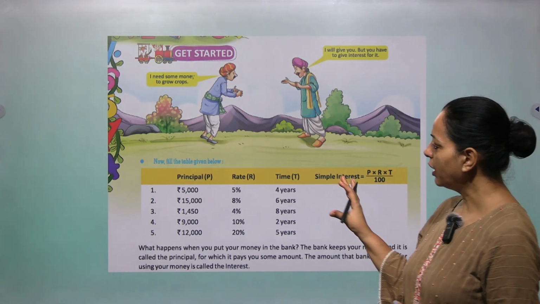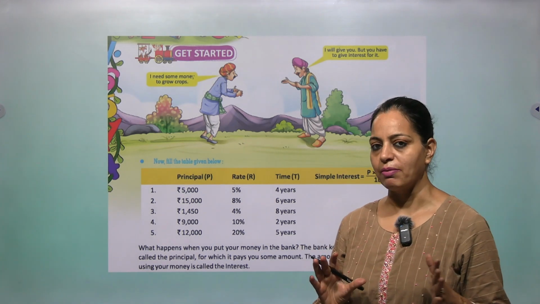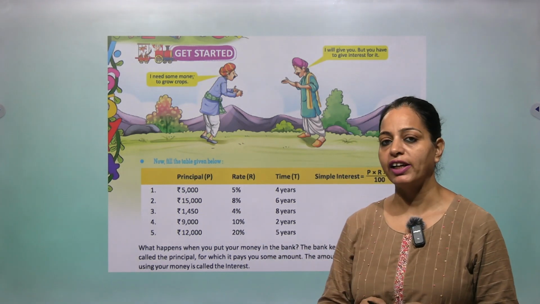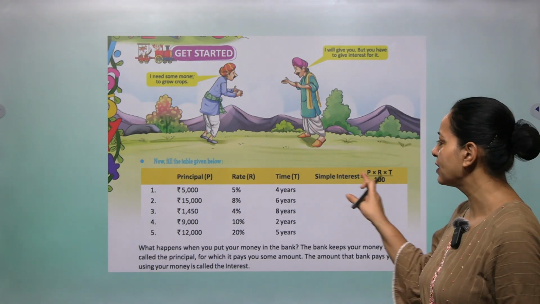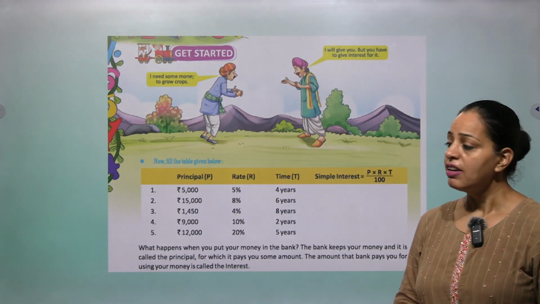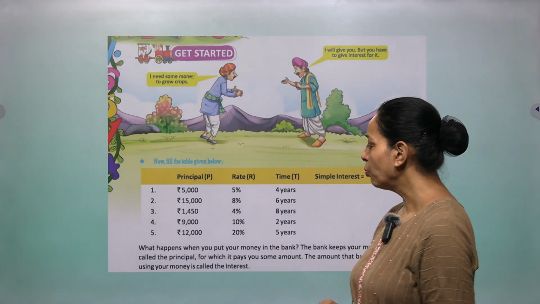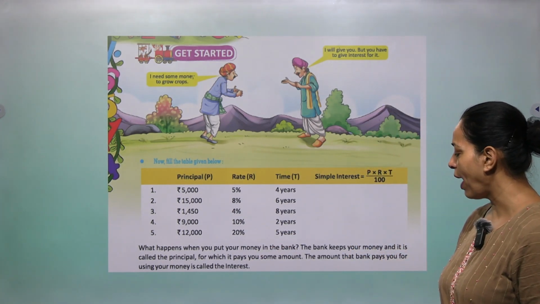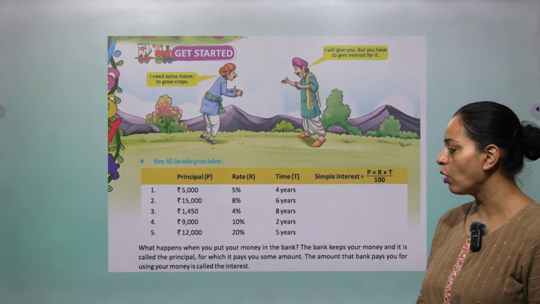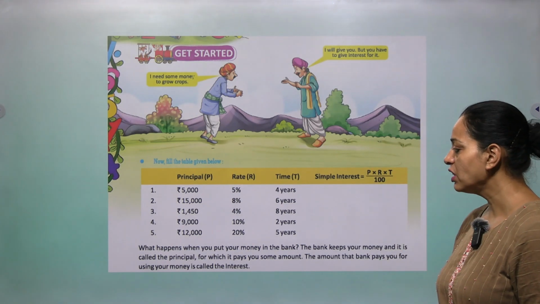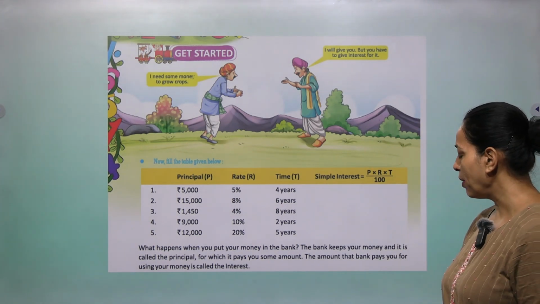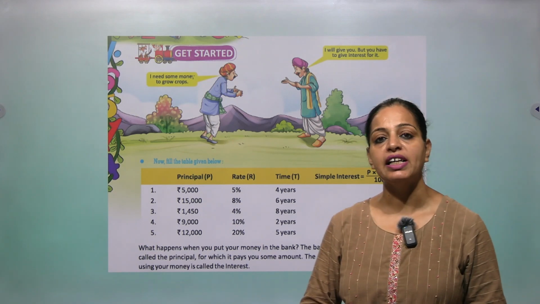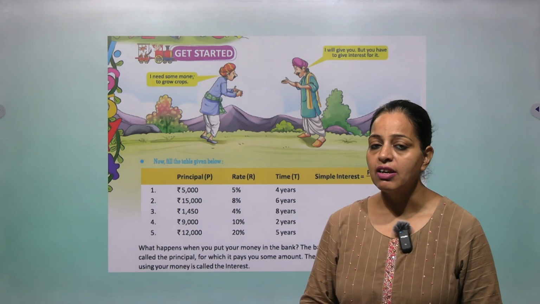So in interest we take three terms. One is principal, one is rate, one is time, and then we find simple interest. So, what happens when you put your money in the bank? The bank keeps your money and it is called the principal, for which it pays you some amount. The amount that the bank pays you for using your money is called the interest.